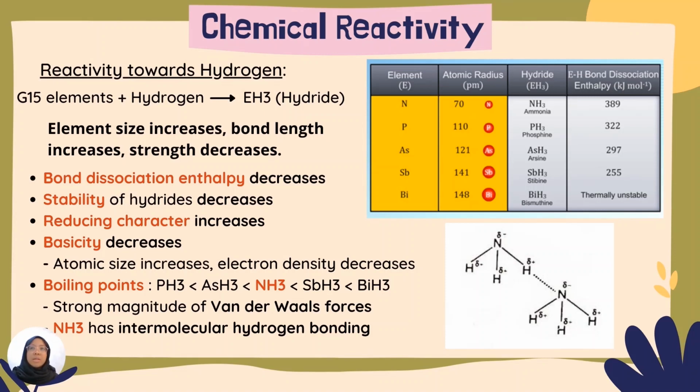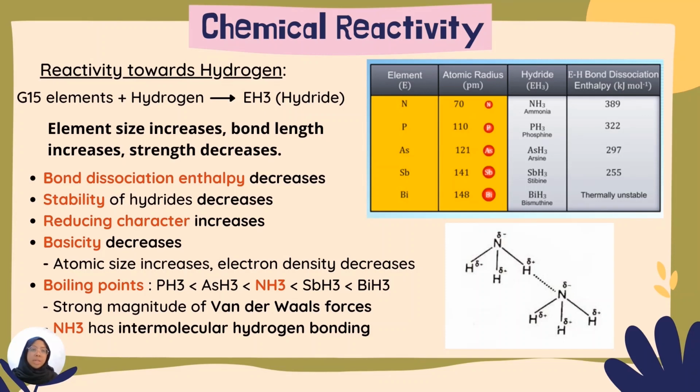The third one is the reducing character. Reducing character is the tendency to liberate hydrogen, which can reduce other species. As you know, stability decreases going down the group. So what will happen is that the ability to release hydrogen decreases. That's why the reducing character increases.